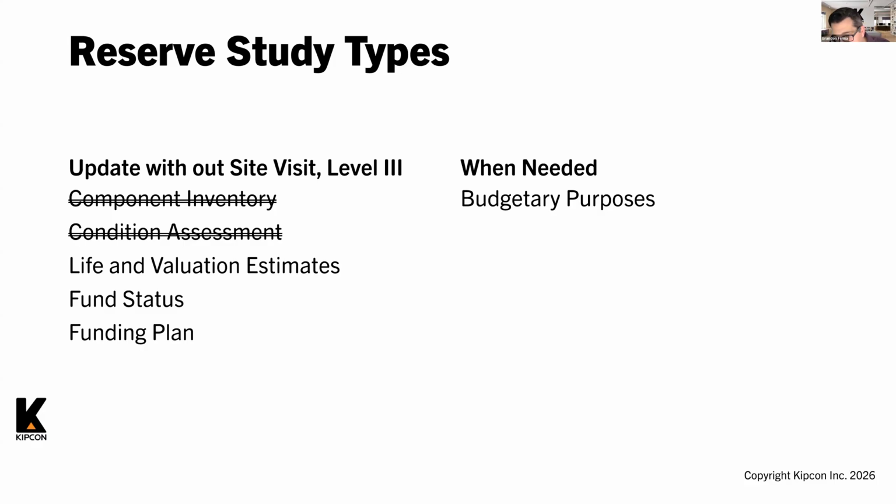Now, obviously, if we were told that replacements were done in that time, we would take that into account as well. But there is no condition assessment involved in that, and we're not assessing the components at all. We're just taking what was done previously, subtracting X years, and issuing a new report.